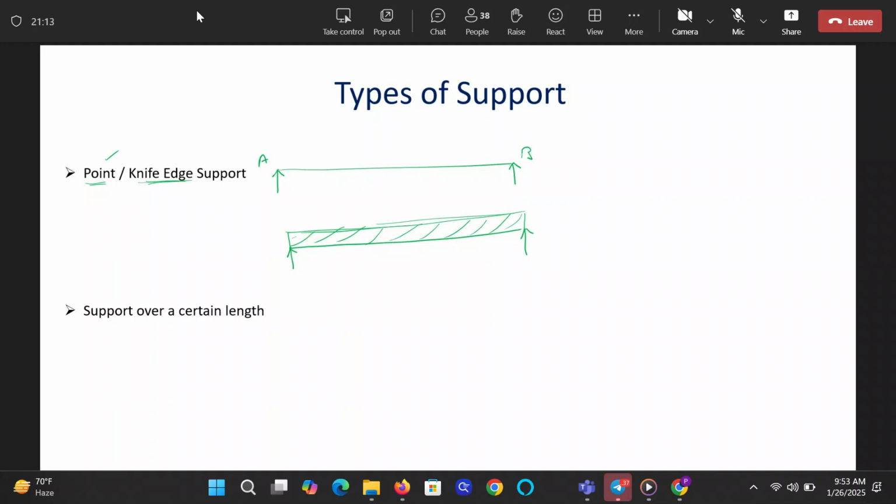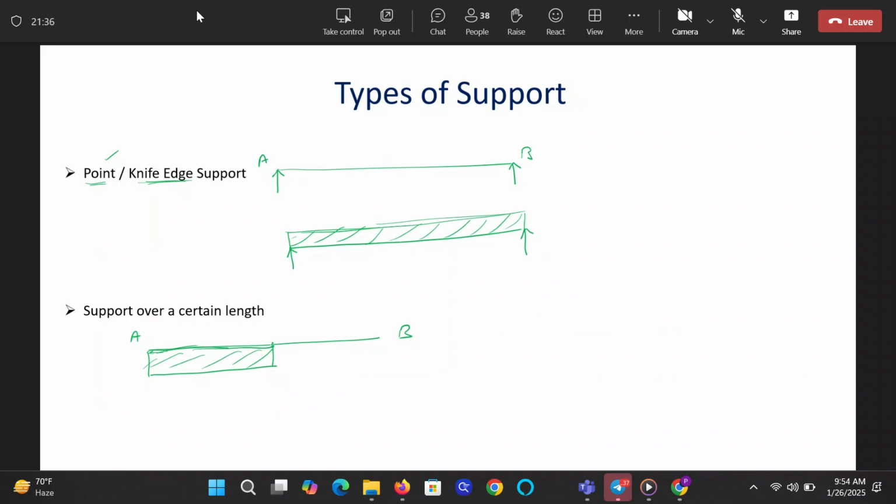For example, if there is a light beam AB, and suppose it is resting on, say, the left half of it, that means the left half from A to the midpoint is resting on a plane surface. So I will represent it like this. It comes below the beam now.